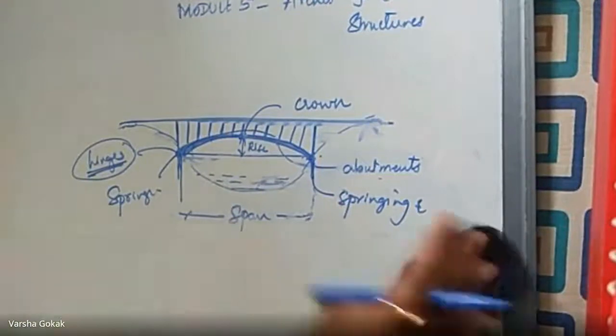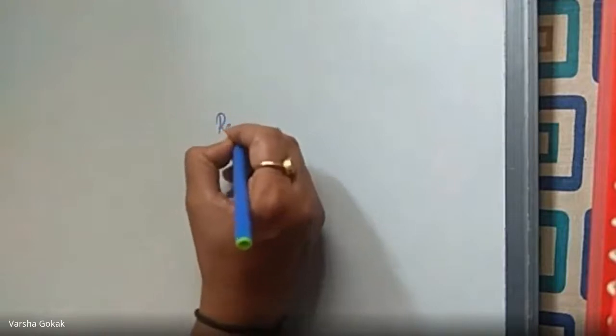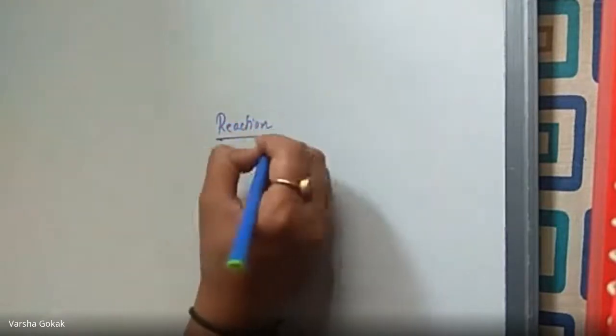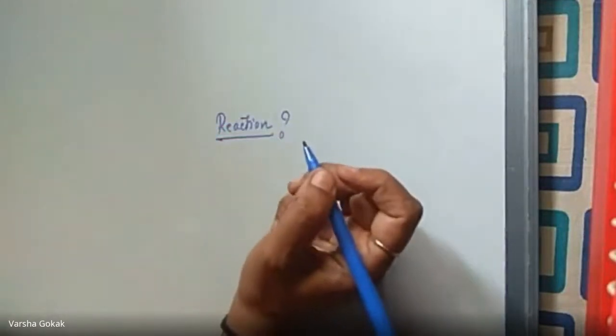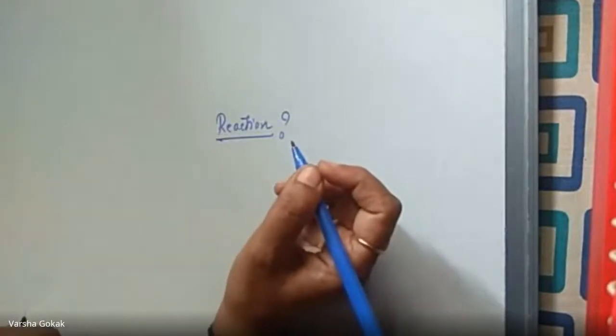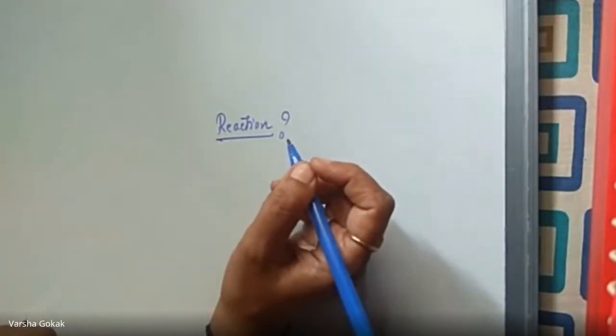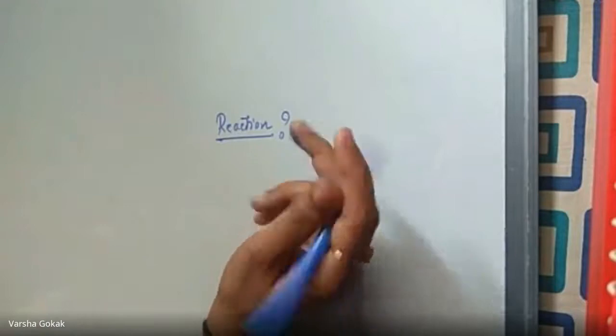Next, what are the different types of reactions that are coming? Now, whenever I take a term named reaction, what is a reaction according to you? Can anyone tell me? What do you understand by reaction? What is a reaction?